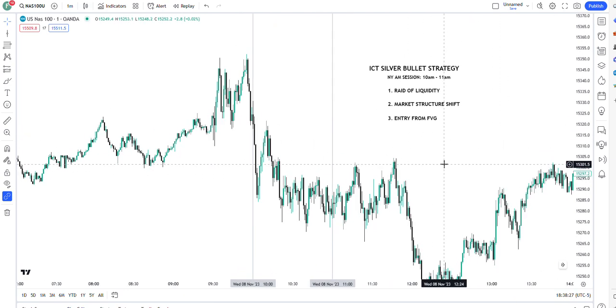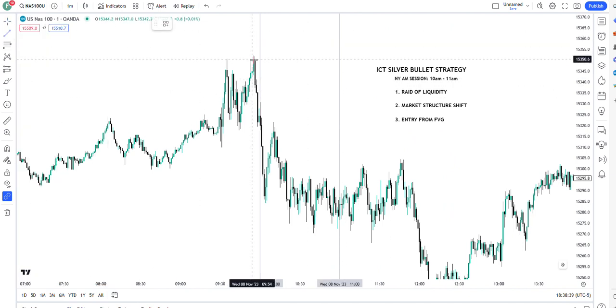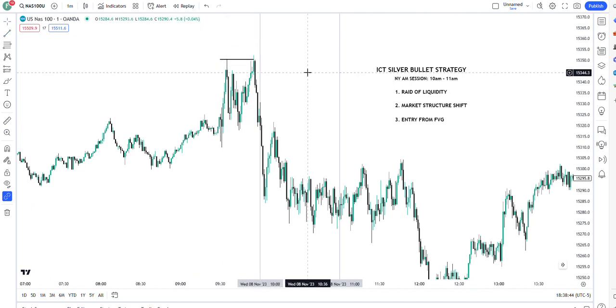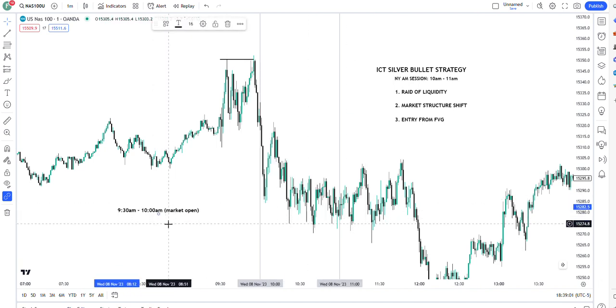So I'm going to talk through some things as we go through. What I want to point your attention to is at 10 o'clock or before 10 o'clock, have we raided any buy side liquidity? Have we raided any swing highs? And the answer is yes. We have taken out this swing high here. And I want you to zoom back as well. So when you're looking at the silver bullet, look at what's happened from 9:30 to 10 o'clock. You could call that just like market open. Session open, right?